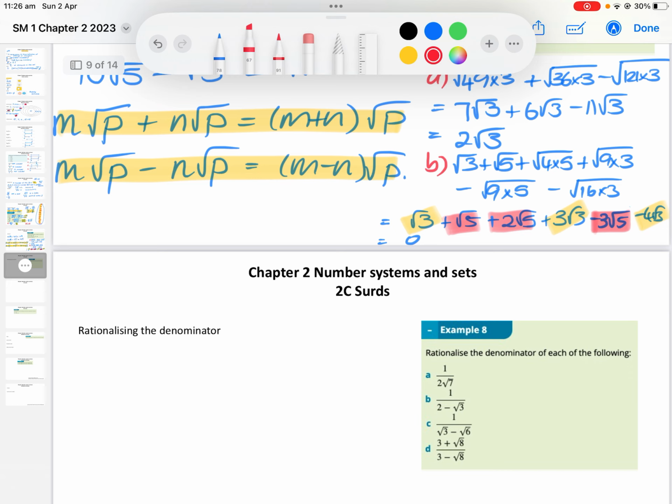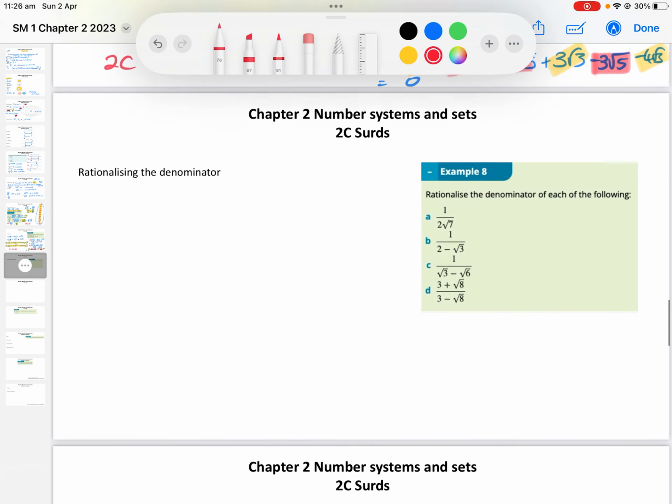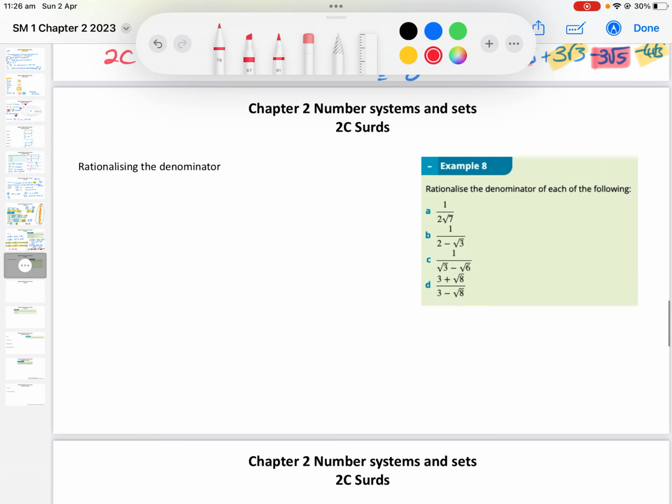So once we've done up to that point, if you go to the exercise, you can now do questions 2 and 3. And it's probably a good idea to do that now before we get on to the next bit, which is rationalising the denominator. So what do we mean by rationalising the denominator?